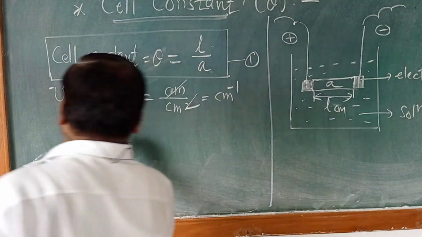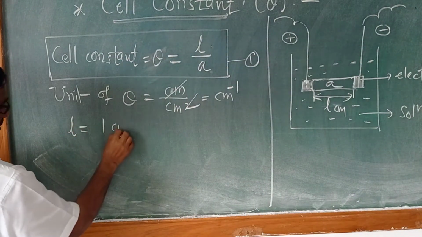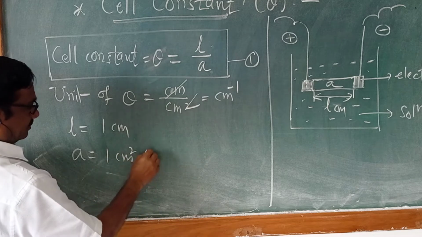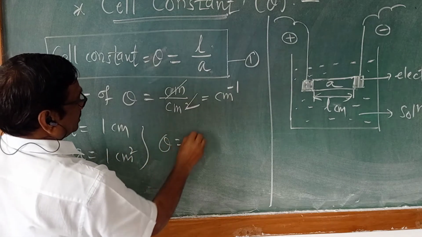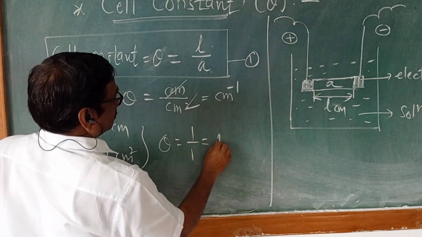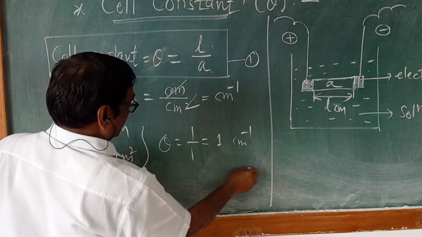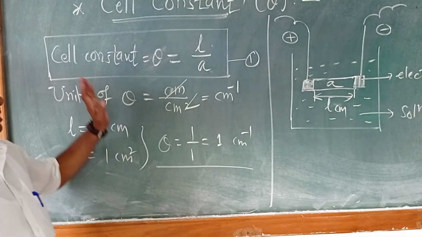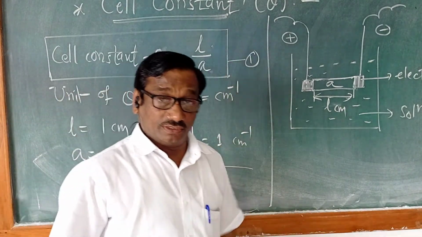Suppose L is equal to 1 centimeter and A is equal to 1 centimeter square, then theta is equal to 1 divided by 1, which is 1 centimeter inverse. Theta is equal to 1 centimeter inverse. This is about the cell constant.